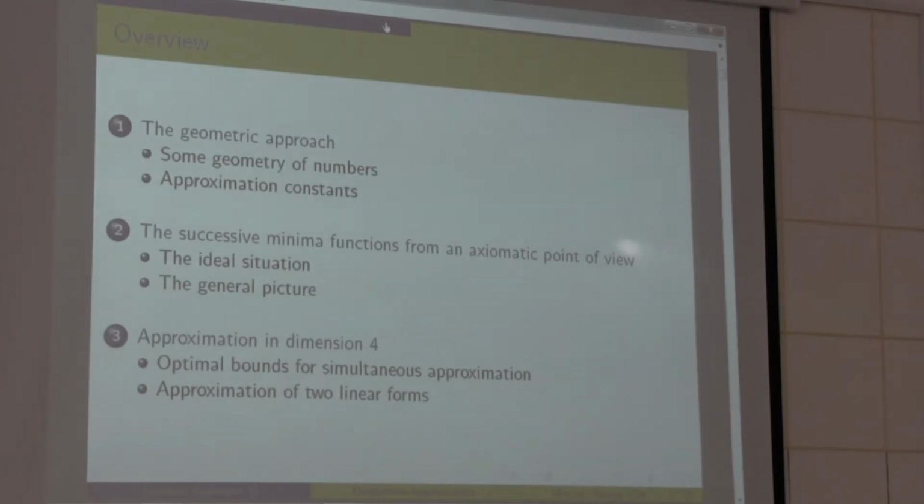In the second section, I want to use the successive minima functions that I got from geometry of numbers to get quite a general picture of these functions that encode most of the properties of simultaneous approximation for the given numbers to approximate. And finally, in the third section, move on to some concrete problems of approximation in dimension 4. On the one hand, simultaneous approximation, on the other hand, simultaneous approximation to linear forms.